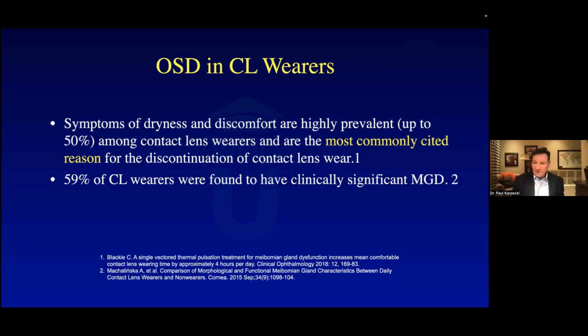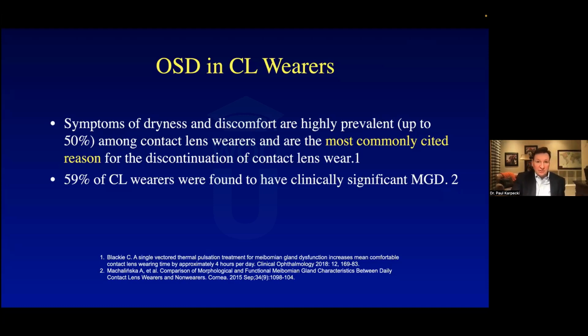I had one resident once say to me, Dr. Karpecki, I like this dry eye stuff, but do I have to express the oil glands? Well, 86% of all dry eye have some meibomian gland dysfunction. That's like saying, I want to manage macular degeneration, but do I have to look at the macula? This is 86% of dry eye. You have to learn to express, or you're going to miss 75% of the cases.